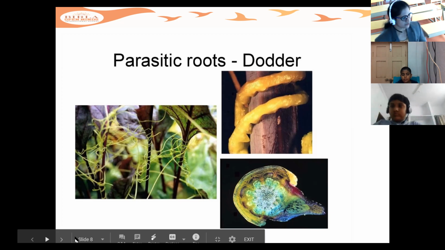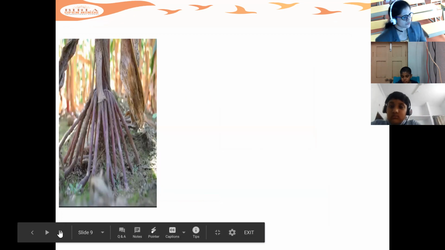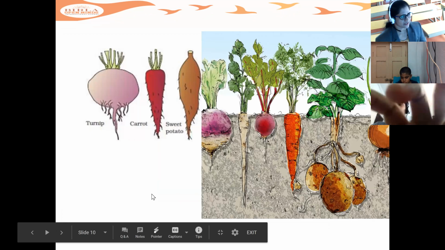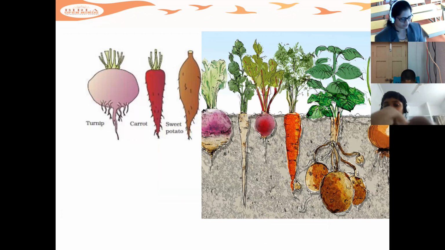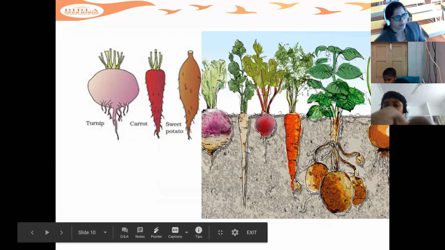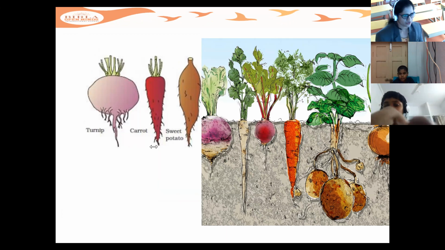So the storage roots are those roots which store the food material inside them. The examples are carrot, turnip, sweet potato, radish, beetroot, etc. These are the examples of storage roots. As we have discussed these roots, like storage roots, prop roots, parasitic roots, and climbing roots, apart from these there are a few more roots like pneumatophores. Pneumatophores help in root aeration.